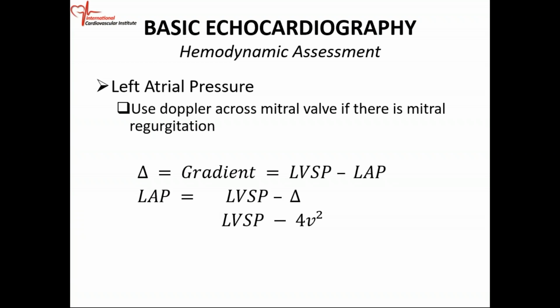LV, and remember this occurs in systole. So the LV systolic pressure minus the left atrial, if you want to call it systolic pressure, is equal to the gradient. Modified Bernoulli equation, gradient is equal to 4V squared. The gradient is equal to 4V squared. So we're talking about mitral regurgitation, so the velocity we're talking about is the peak MR velocity.